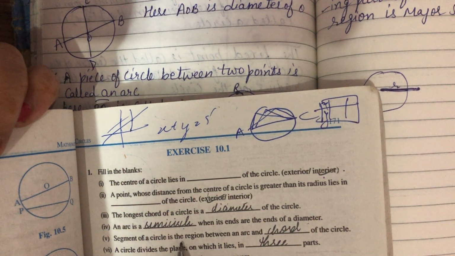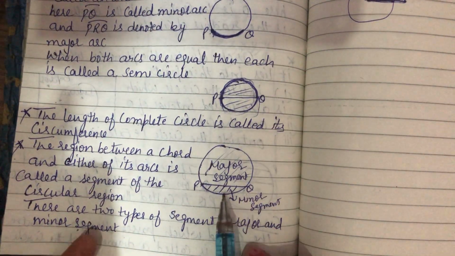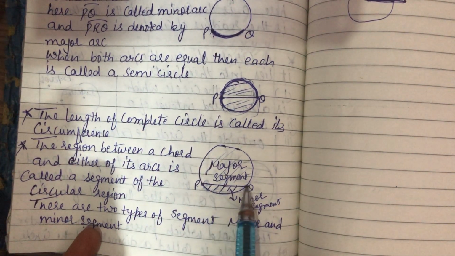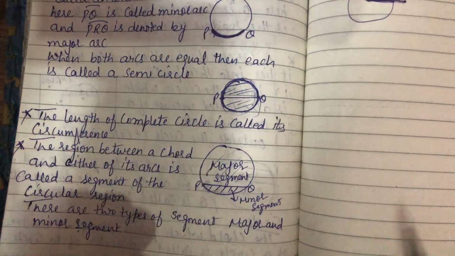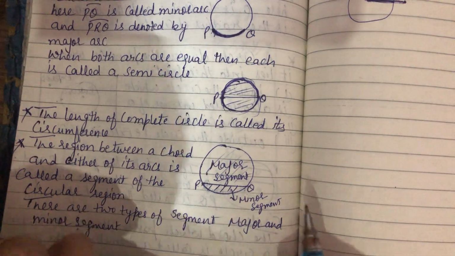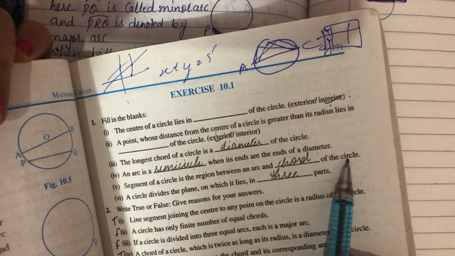Then, a segment of a circle is the region between an arc and a chord of a circle. I told you about segment also. A segment is this region, and it is formed by a chord and its corresponding arc. So this is a segment of a circle. Segment of a circle is the region between arc and chord of the circle.